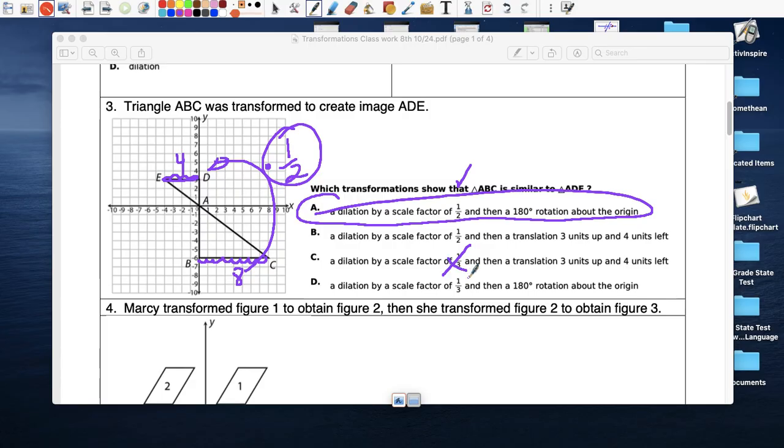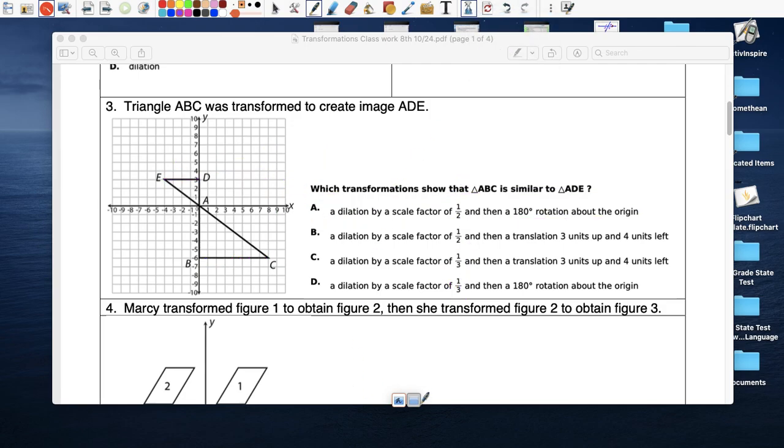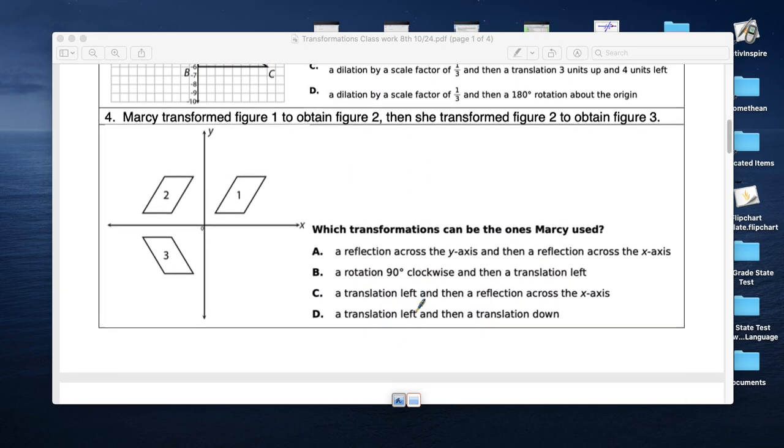Anything that was 1/3, we knew it was garbage, so it was either A or B. And B said scale factor, which meant it got smaller, and then translation. This is definitely not a translation, it was a rotation. So you're okay with that.